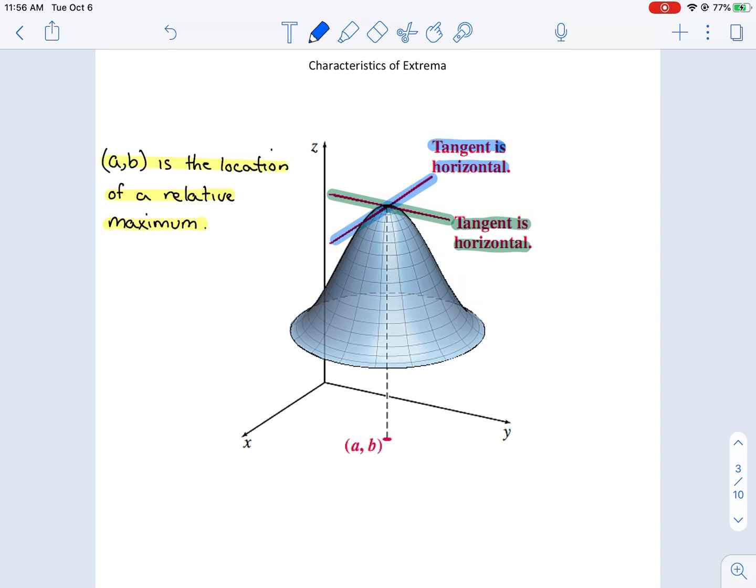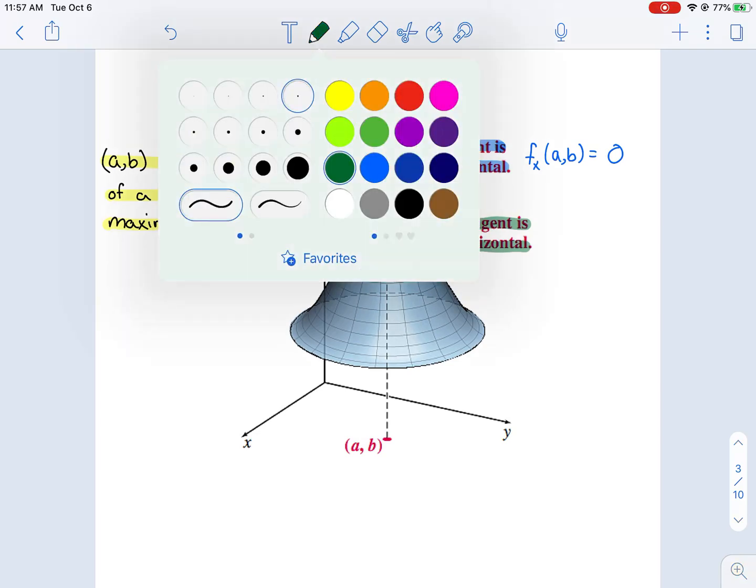Well, starting with the tangent line in blue, since the tangent line is horizontal, the slope of the tangent line is 0, so the partial derivative with respect to x at AB is going to equal 0. And how do I know it's the partial derivative with respect to x? Well, the tangent line that's highlighted in blue runs parallel to the x-axis.